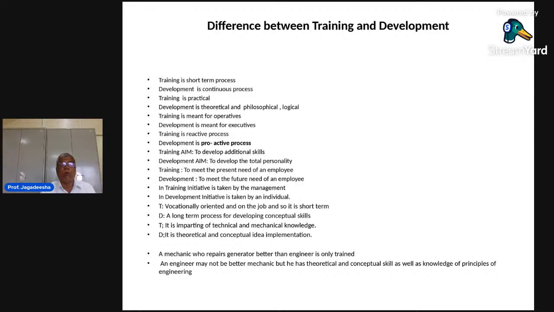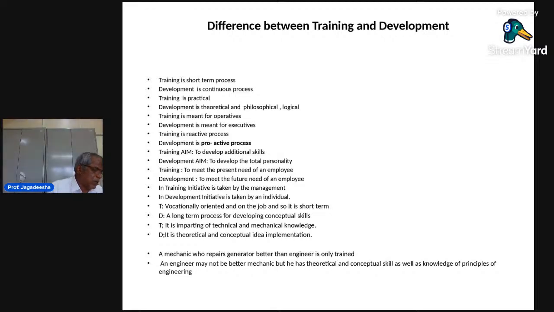A mechanic who can repair a generator definitely has to undergo training. Correct. He is a better person compared to the engineer. The engineer might not have so much knowledge, because they might not have undergone the training relating to it. But definitely, the education level of such people is always on the higher side.